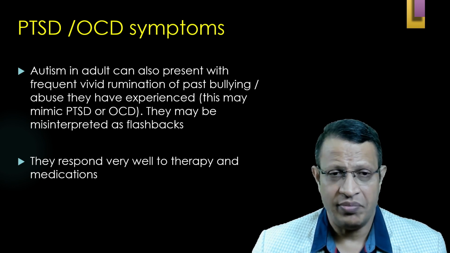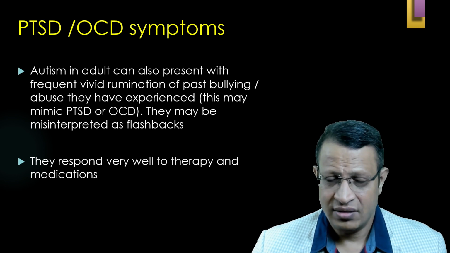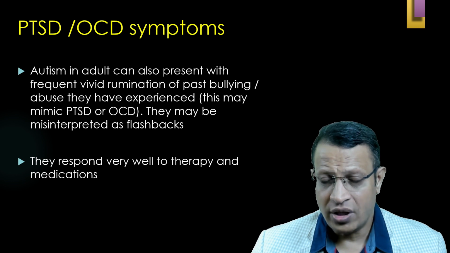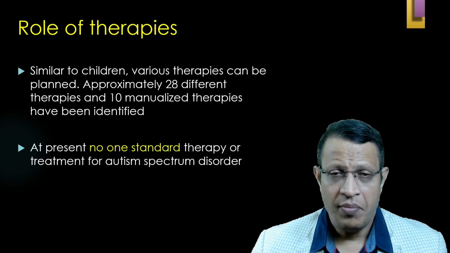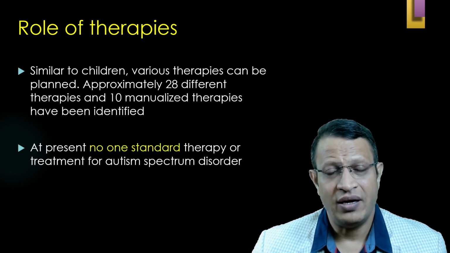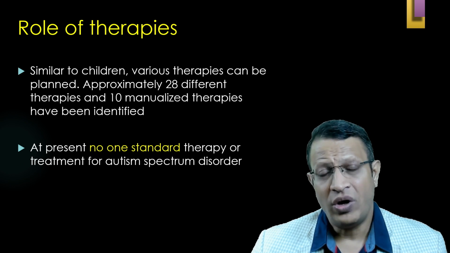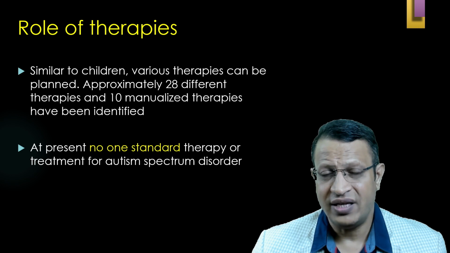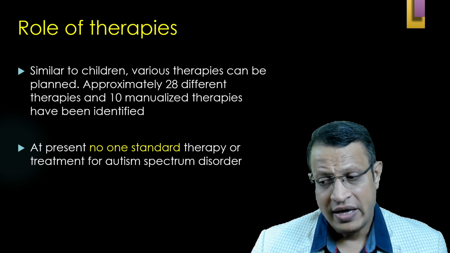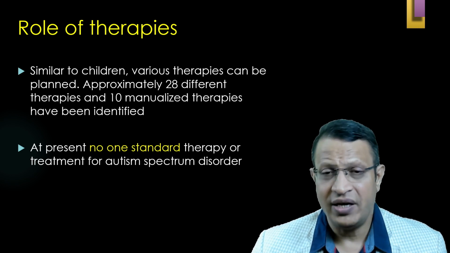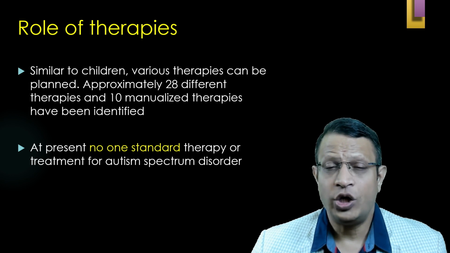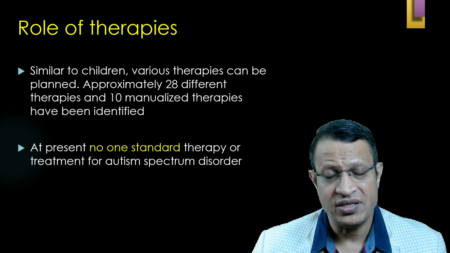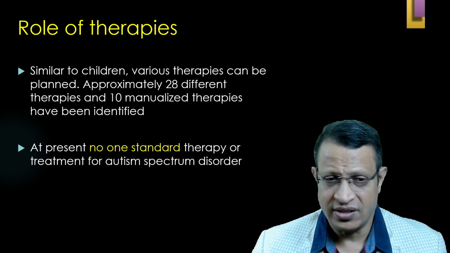And please remember, if they are just the symptoms or obsessive rumination, psychotherapy does very well. Many a time, we need to understand the role of therapies. What are the different therapies available? There are evidence-based therapies and early preliminary evidence. There are 28 different therapies and 10 manualized therapies available for autism.